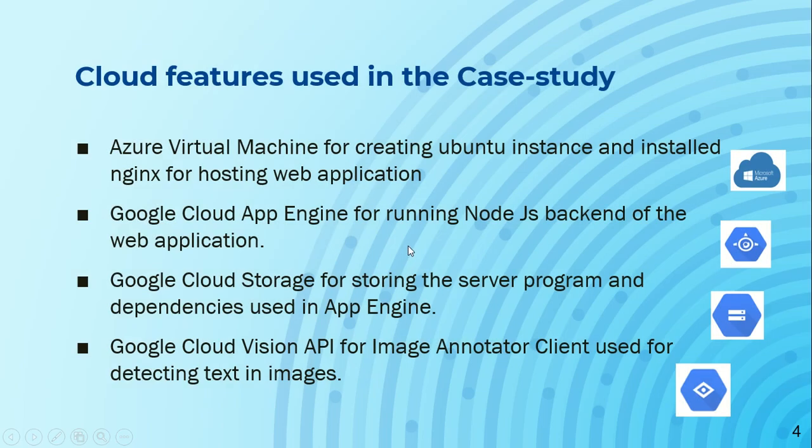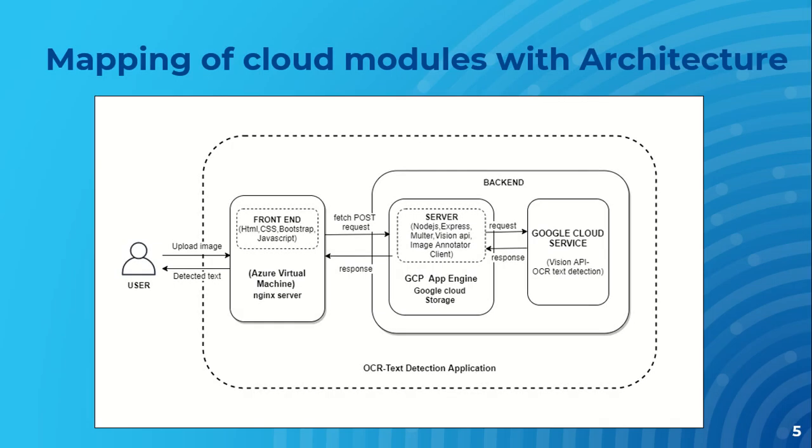The cloud features used in the case study are Azure Virtual Machine for creating an Ubuntu instance, and Nginx is installed for hosting the web application, and Google Cloud App Engine for running the Node.js backend of the web application, and Google Cloud Storage is used for storing the server program and dependencies used in the App Engine, and Google Cloud Vision API is used for detecting text in the images.